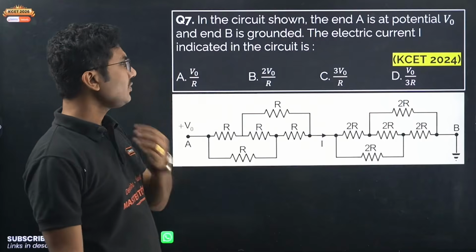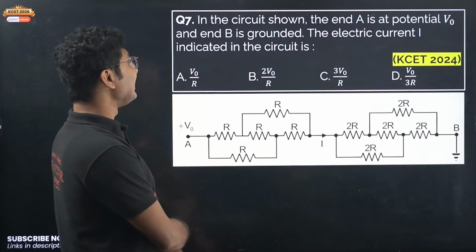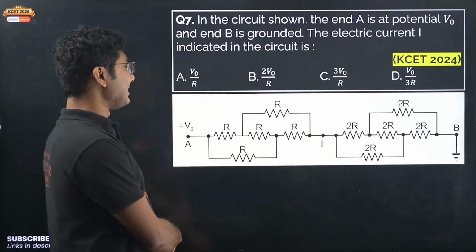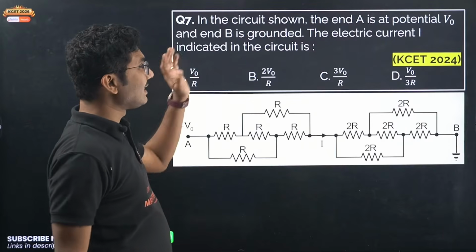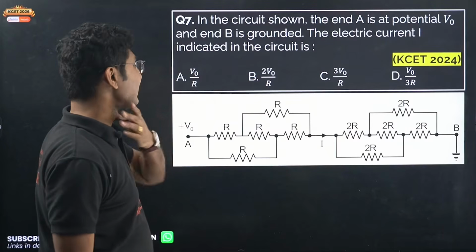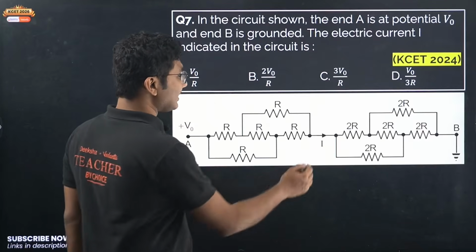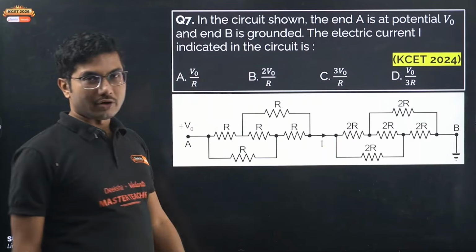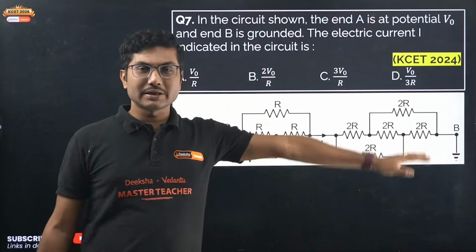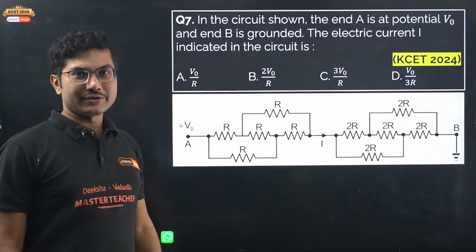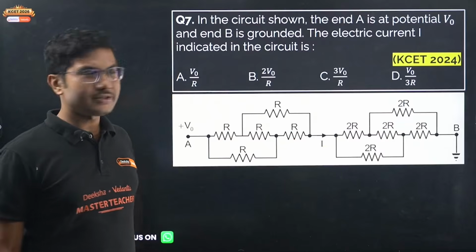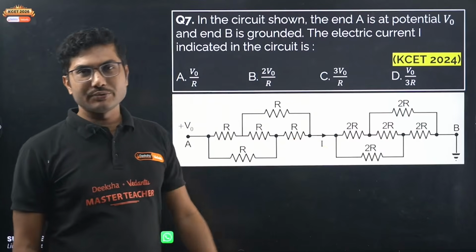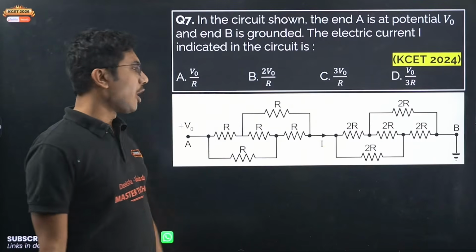The electric current I indicated in the circuit is... So what is the electric current I indicated in the circuit? What is this current I? How to solve it? You have to simplify this circuit and find the equivalent resistance. If you can find the equivalent resistance, V divided by R gives you the current. Now how to do that?